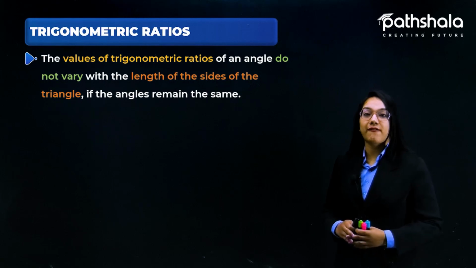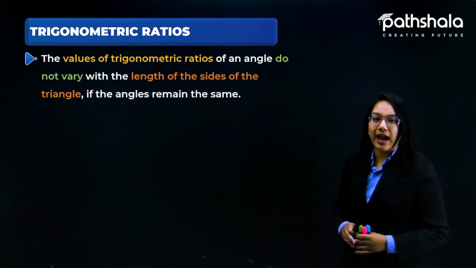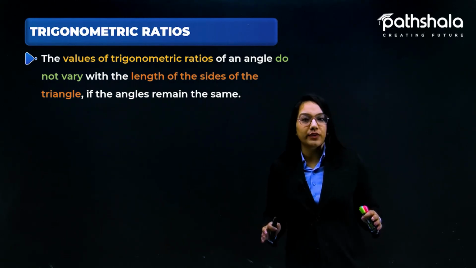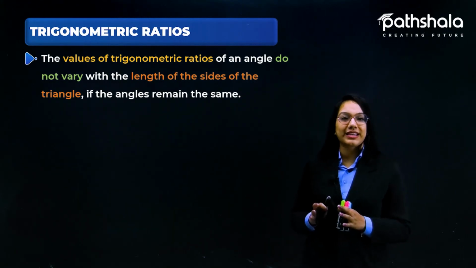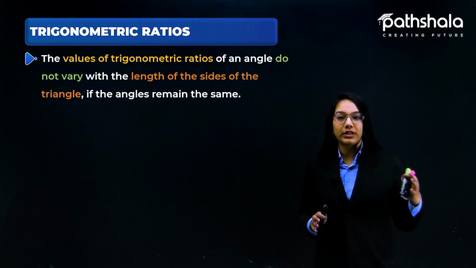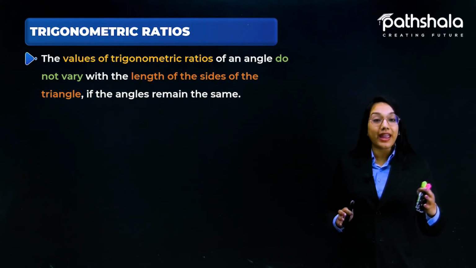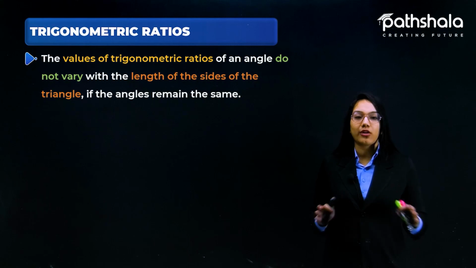The second remark is that the values of the trigonometric ratios of an angle do not vary with the length of the sides of the triangle if the angle remains the same. So if the angle remains the same and the lengths of the sides may be anything, the trigonometric ratios do not vary at all.